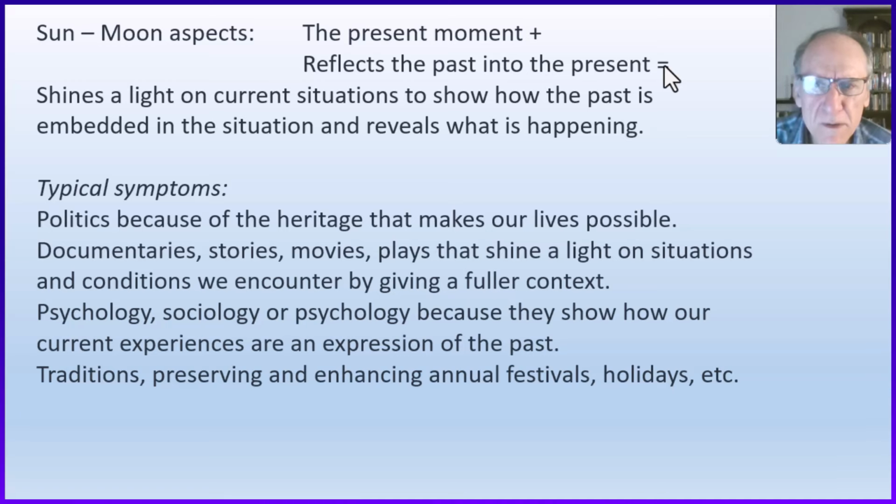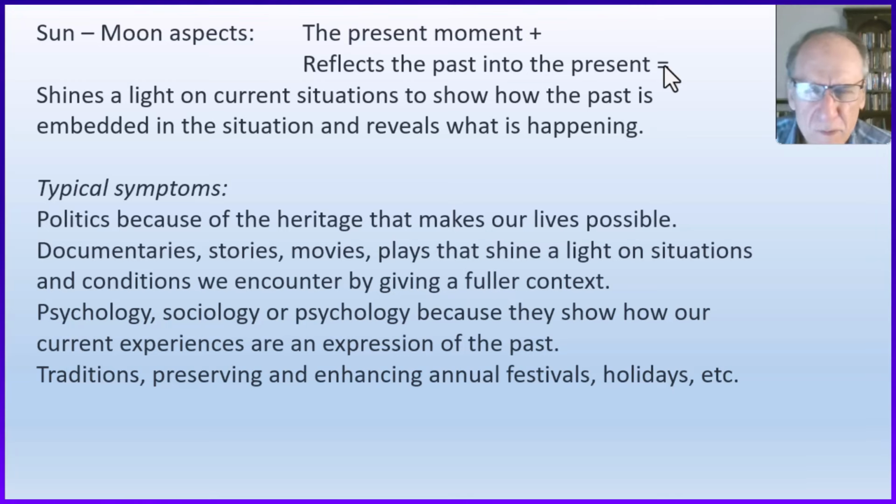So it's not unusual, because in politics there's a lot of emphasis on where are we now as a result of our heritage. Also documentaries, stories, movies. You may not think of documentaries as sun-moon, like somebody has sun conjunct moon or sun opposition moon, and they're involved in documentaries. Maybe they write the documentaries, maybe they're actors performing the documentaries, stories, movies that shine a light on the situations and the conditions we encounter. What is the historical background? What's the backdrop of this? It gives a sense of the context, the things that have gone on to build this situation. Sun-moon. We are in this situation because these things have built up. Also things like psychology, sociology.